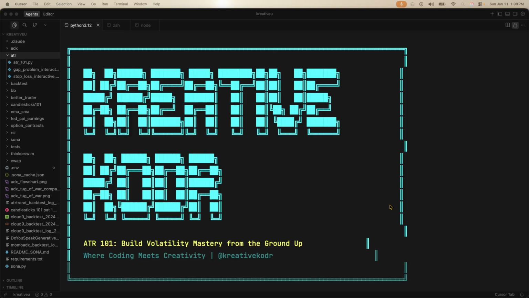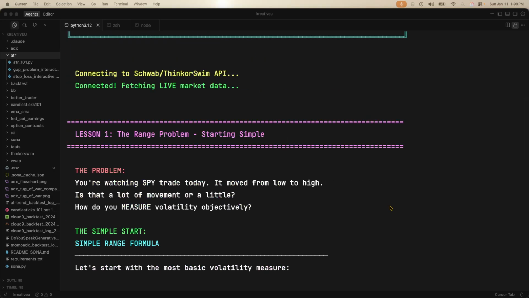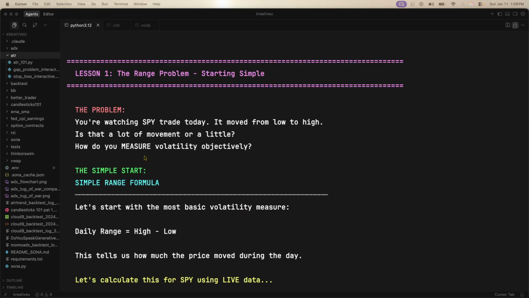So again, we're going to be going over ATR, the average true range. Let's jump into lesson one, which is the range problem. Currently we're watching SPY trade today, and it moved from low to high, but is that a lot of movement or a little? How do you measure volatility objectively? A simple formula we can use is called the simple range formula.